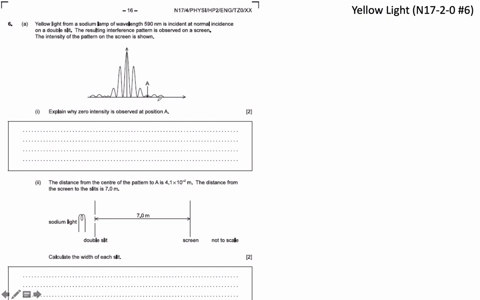Okay, so why is zero intensity observed today? Understand that whenever you see these double slit patterns, if you had just one slit, you'd see this pattern that's like this, right? And then it's like that. This is the single slit pattern.